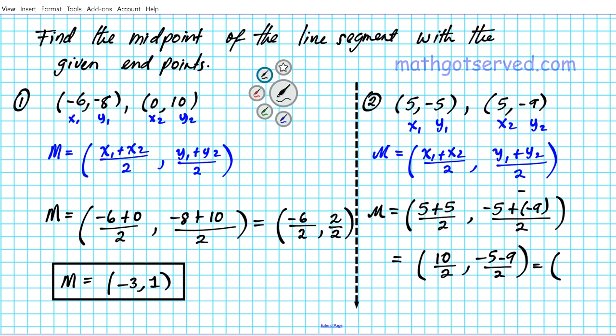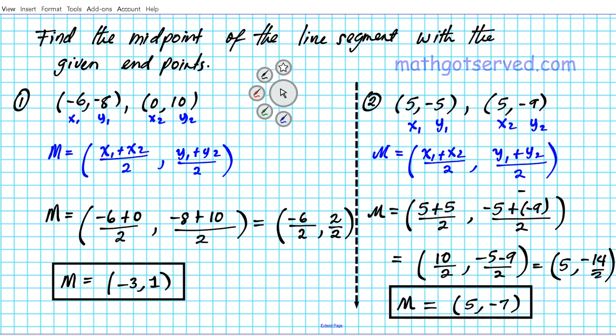And then here 10 over 2 is 5. And then minus 5 minus 9, the signs are the same, you add and keep the sign. That will be negative 14 over 2. And then your final answer, the midpoint, is given by 5 comma negative 7. So this is basically how you find the midpoint of a line segment with the given endpoints algebraically.